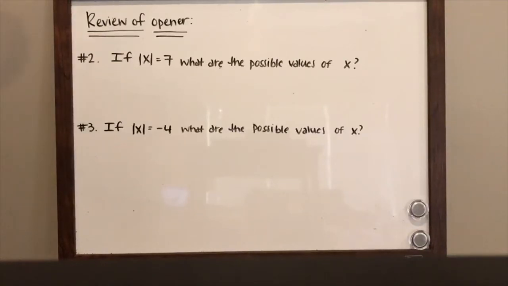Hey guys, I want to start today's lesson by going over a few questions from the opener. So the first question that I want to go over says that if the absolute value of x equals 7, what are the possible values of x?